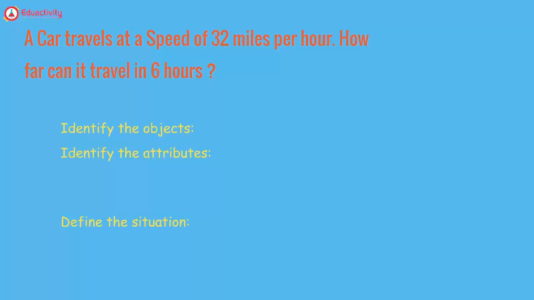First, we identify the objects. The object in this problem is the car. Second, we identify the attributes of the objects we have found. The car object has three attributes: speed, travel duration, and distance traveled. And third, specify the situation in the problem, or in other words, answer the question, what's going on in the problem?